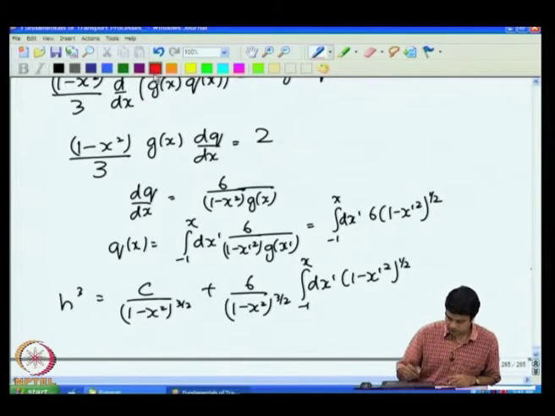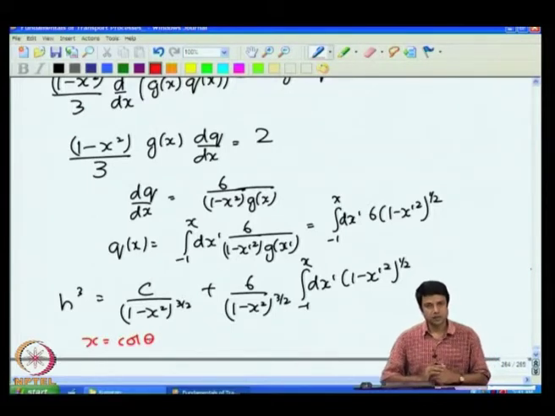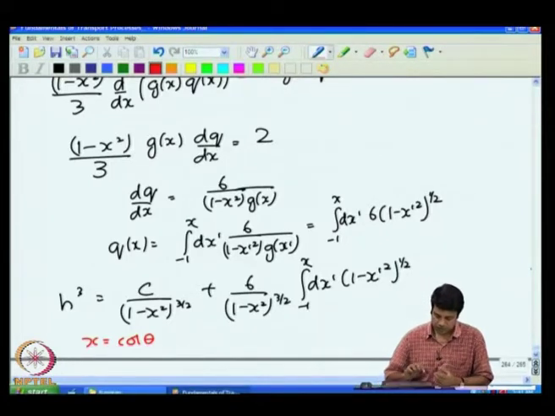Note that here we have used x is equal to cos theta. So, theta is equal to pi means x is equal to minus 1. At the value x is equal to minus 1, the boundary layer thickness should be finite. That would require that this constant has to be equal to 0.